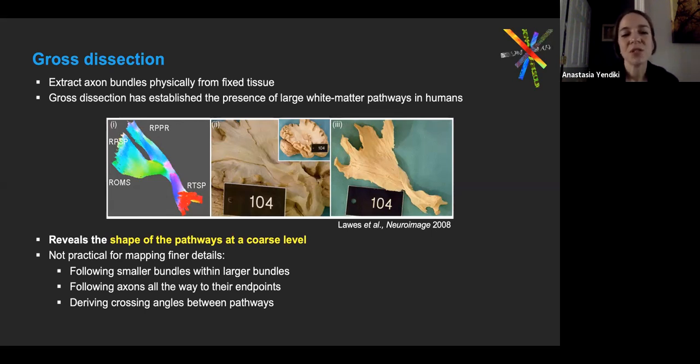However, this approach is not so practical for mapping finer details. So for following smaller bundles as they make their way through these large highways, for following the axons all the way to their endpoints, and for deriving crossing angles between pathways, because it's a destructive method. So in order to dissect one bundle, you have to destruct the others that are crossing with it.